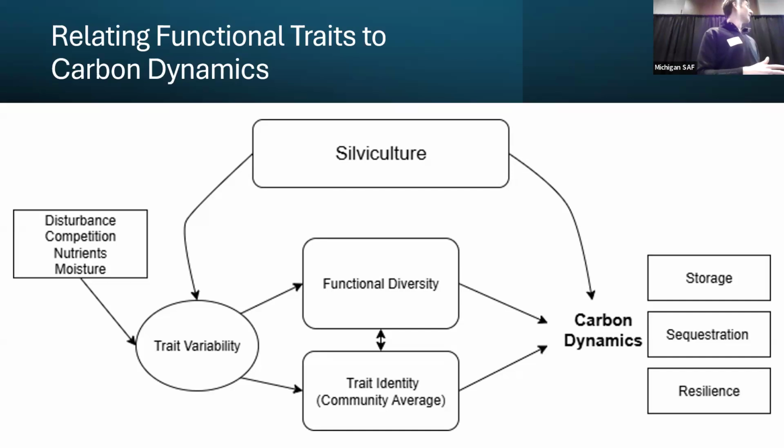But it can also affect carbon dynamics through changing species composition. And this can happen naturally through disturbance, competition, nutrients, or moisture differences between communities or over time. But silviculture does have a role in managed stands of altering that.